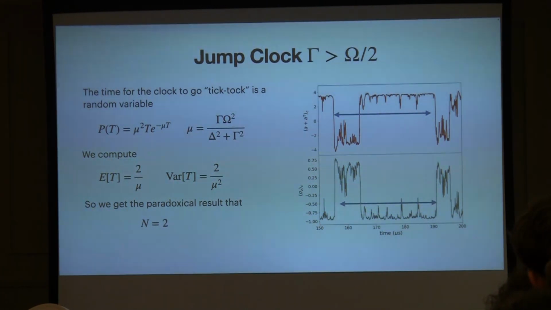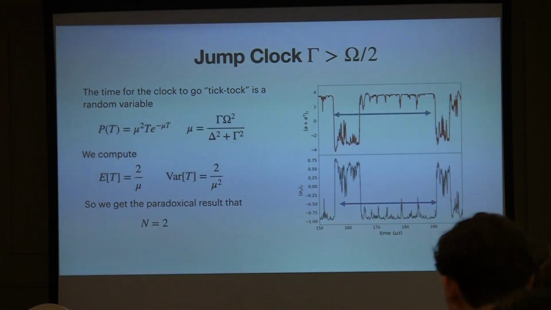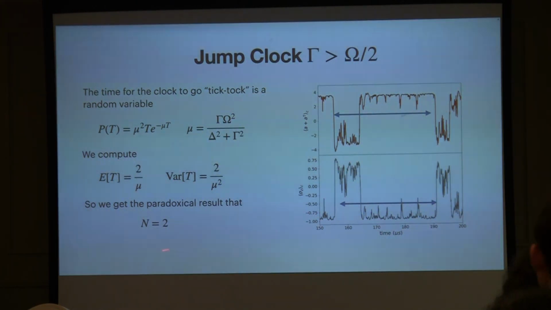So in this case, what it tells you is that if you have a jump clock, it doesn't matter what the parameters are, its precision is always going to be equal to 2. It doesn't matter how hard you're driving it, or if you measure it stronger. If it's in this regime, it's always going to be equal to 2.